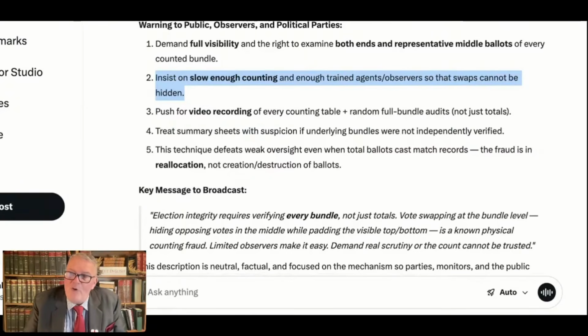Push for video recording of every counting table, plus random full bundle audits, not just totals, right? And again, that's what we did in the election petition, and the two judges that we ended up with were swapped out by an abuse of process appeal that we won 3-0. But the only reason they've done the appeal, and it was such a weak case, it was almost laughable, right?